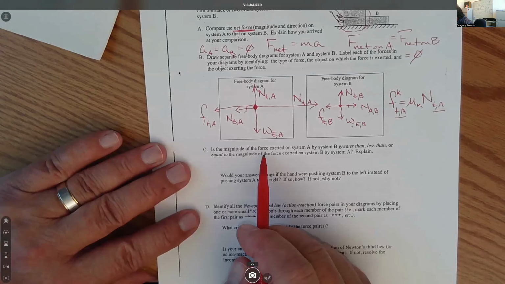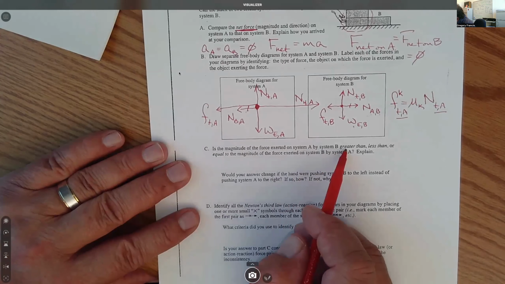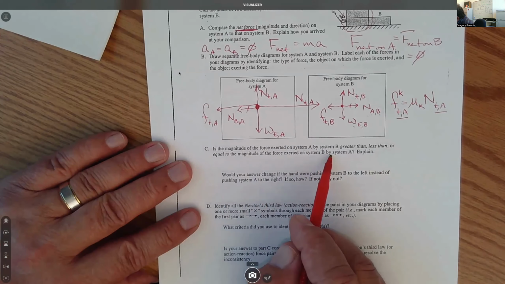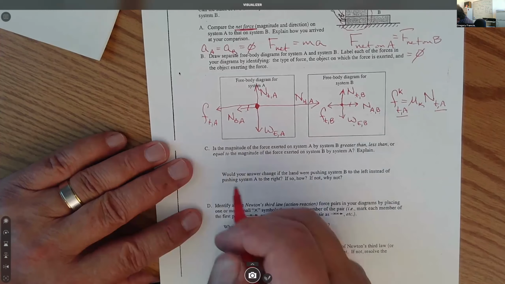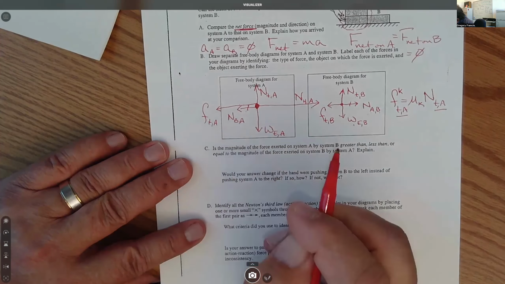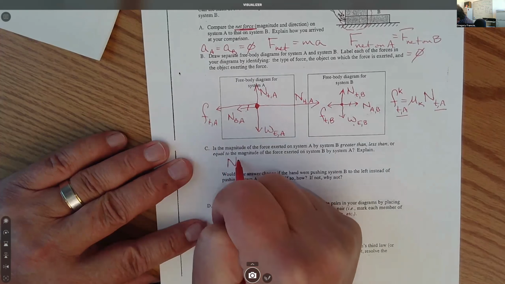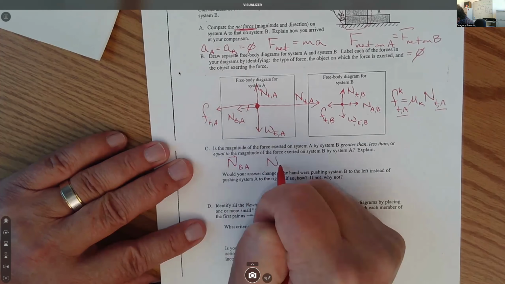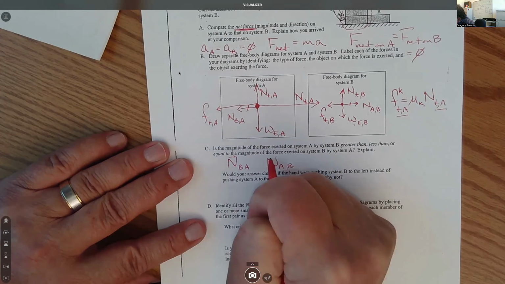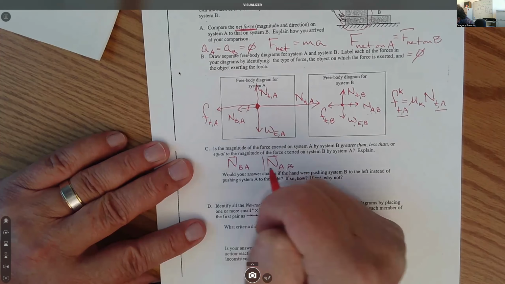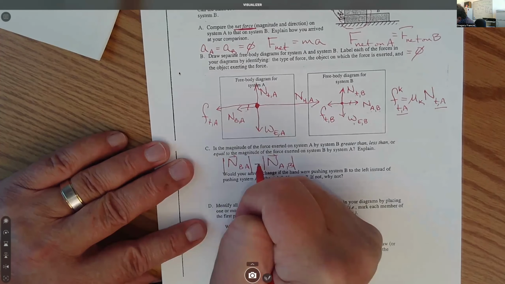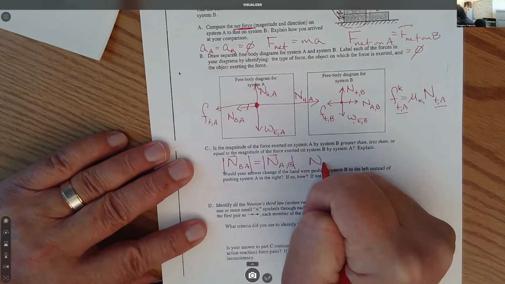Is the magnitude of the force exerted on system A by system B greater than, less than, or equal to the magnitude of the force exerted on system B by system A? So what they're asking about is N_BA and N_AB. And we're looking at the magnitudes. And those have to be equal by Newton's third law.